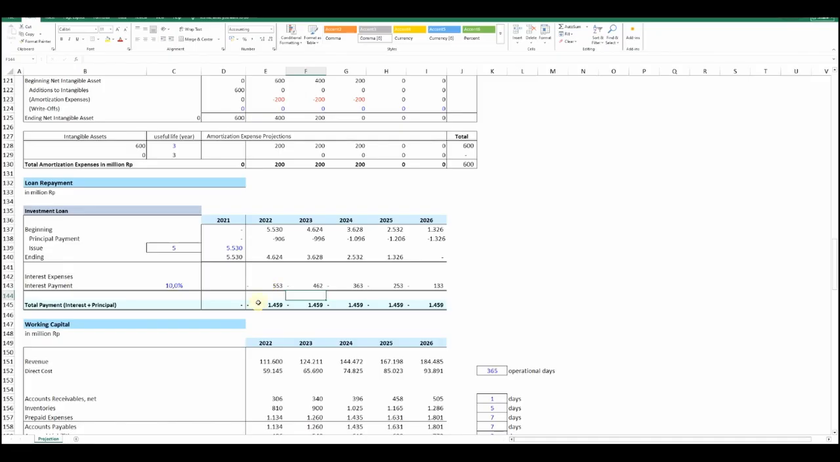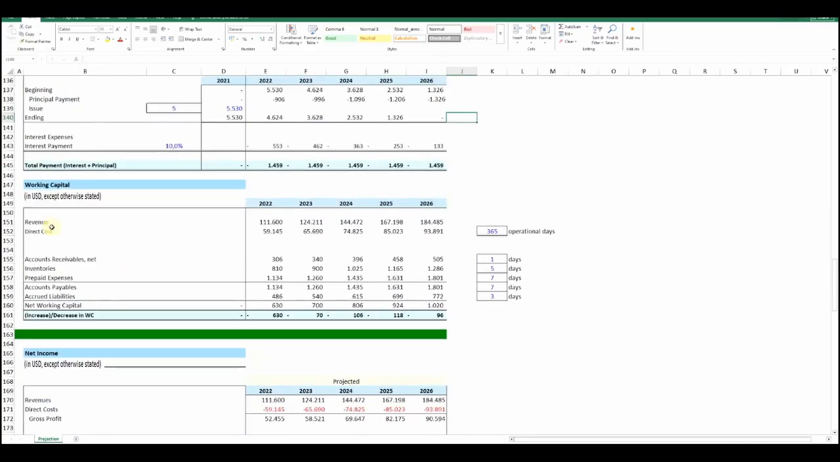I use the PPMT formula when calculating the principal repayment installments so that the total interest and principal paid to the lender is the same throughout the year until the term ends. This definitely makes it easier for the lender to keep track of principal and interest payments. Next is the calculation of working capital.